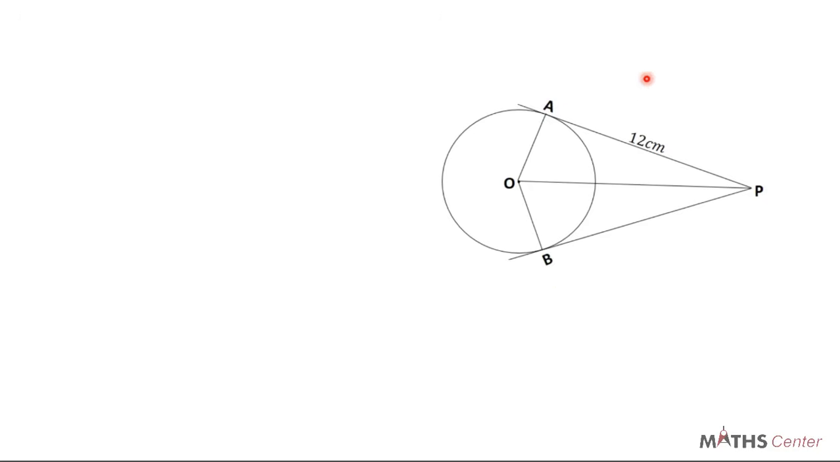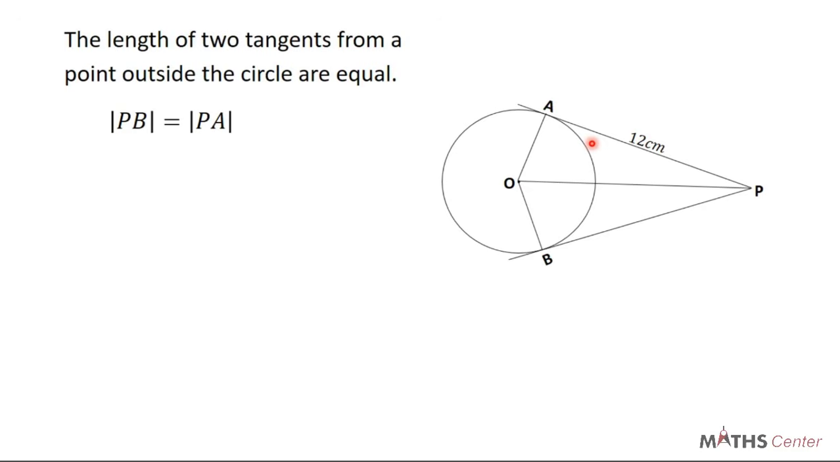Now let's move on. The question said we should find both PA and PB. What property will help us to find PB? We know that the lengths of two tangents from a point outside the circle are equal. If you draw a tangent to the circle to this side and a tangent to the circle to this side from a common point, the property 10 from the videos on the properties of circle told us that the lengths of the two tangents are equal. So PB is equal to PA. If PA is 12 centimeters, then PB is also 12 centimeters.